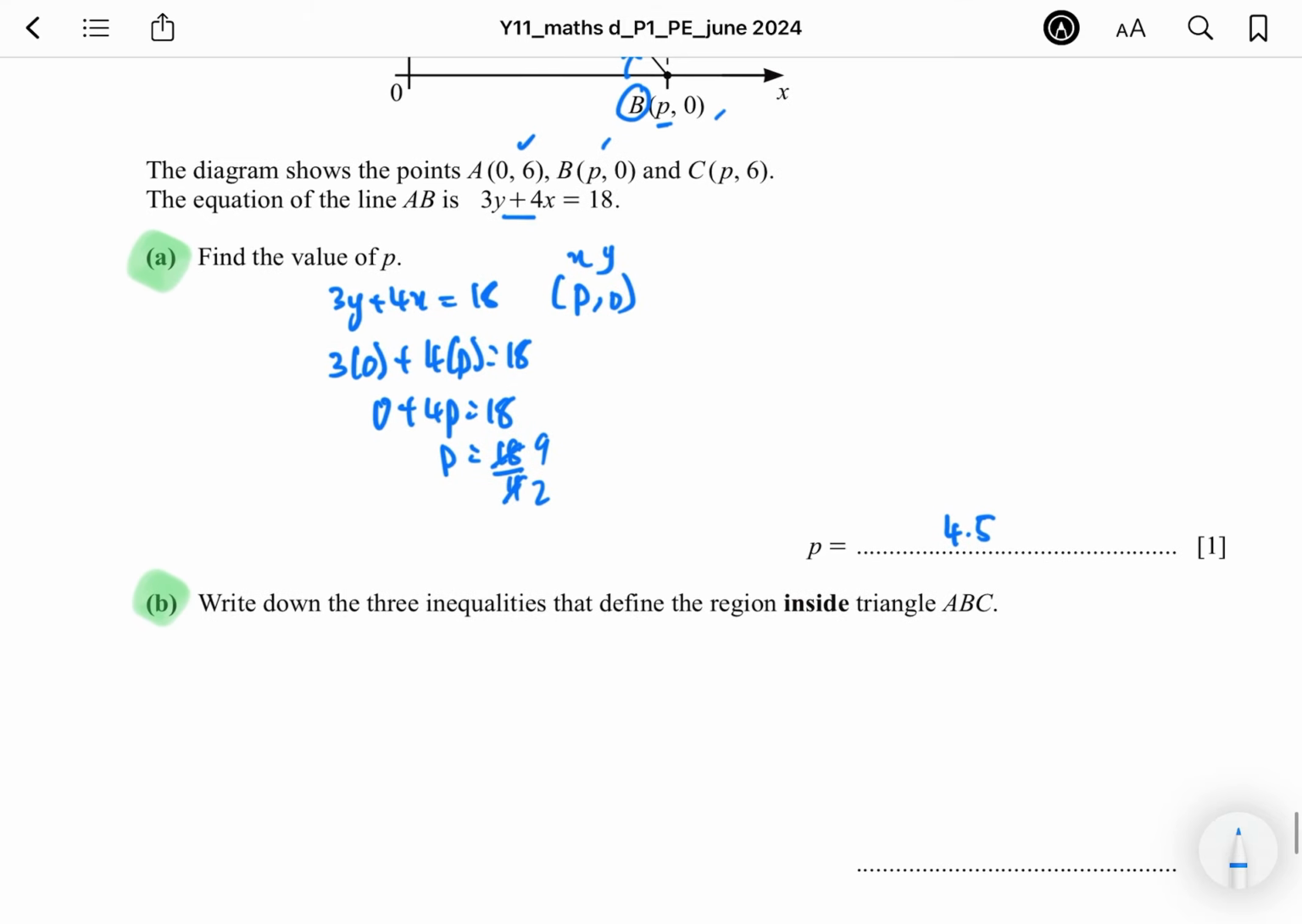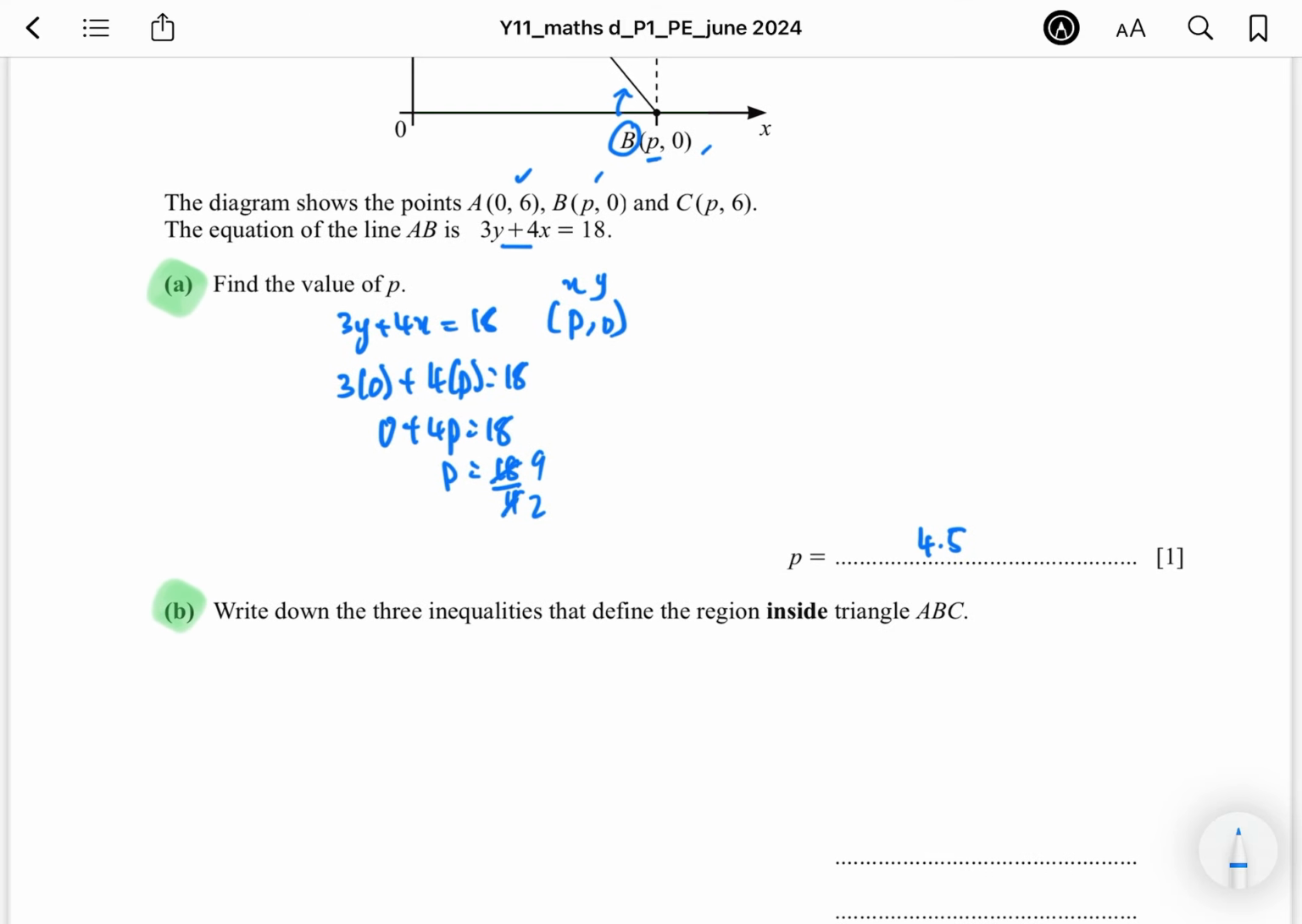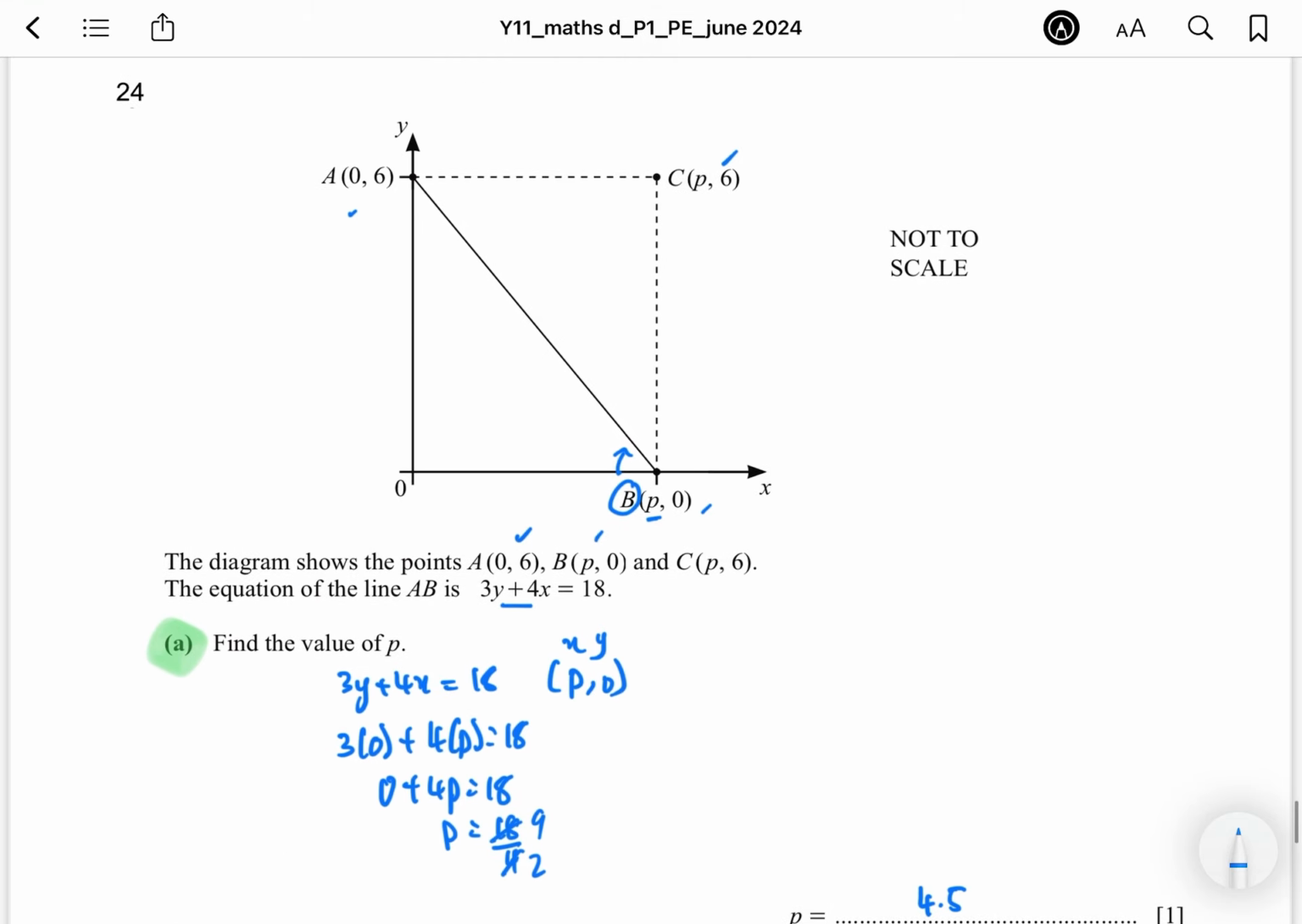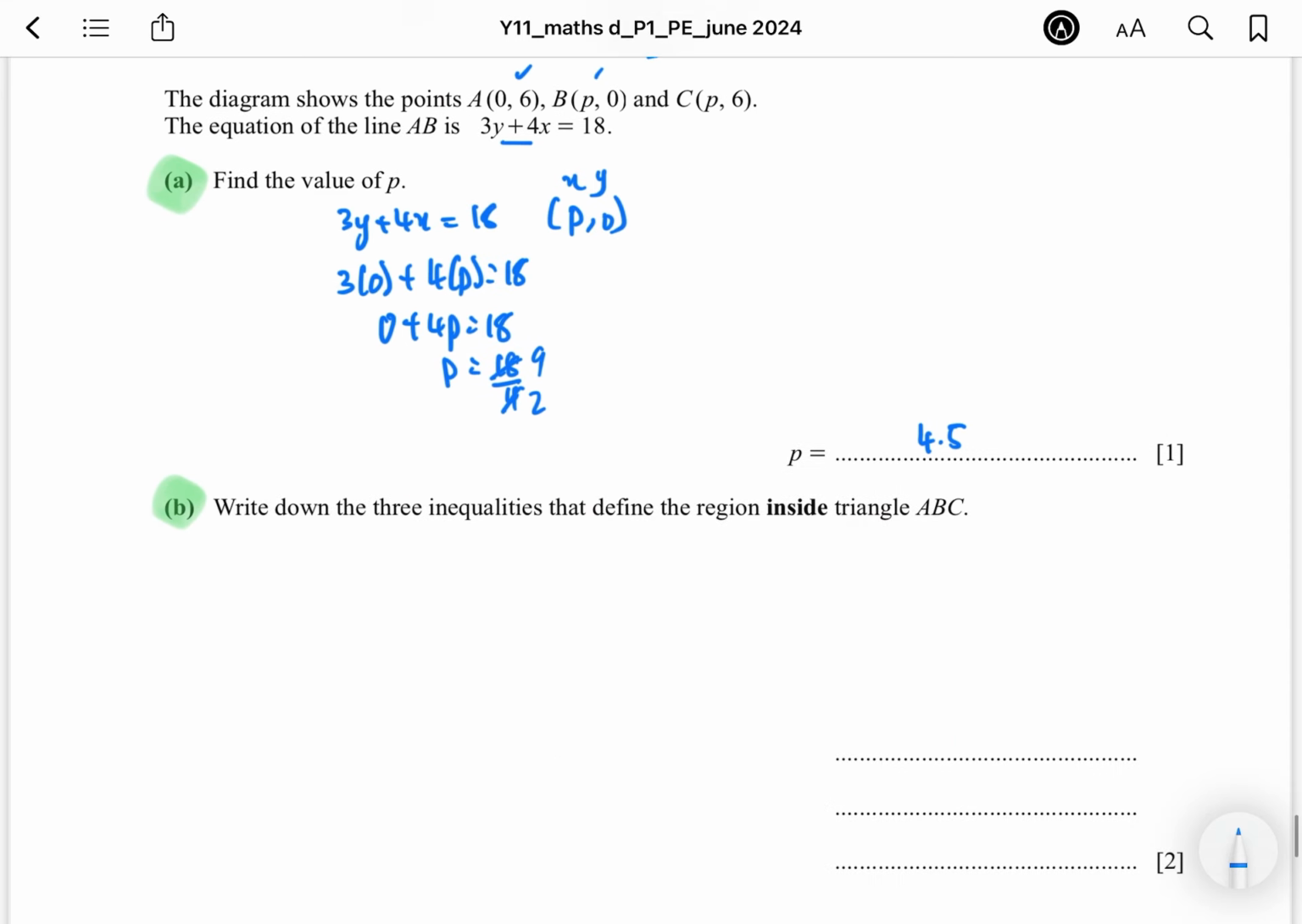Write down the three inequalities that define the region inside the triangle ABC. In order for you to find the region, you need to first identify the equation. Now, take note that these two lines are dotted lines. That means they are either that without the equal sign. Okay, so that's very crucial. So we'll start with the equation that is given. And I'm going to rewrite that, making y the subject, so it's easier for us to identify later on the inequality sign.